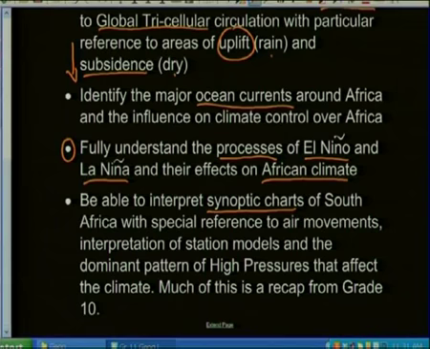Finally, being able to interpret synoptic charts, we're going to be using weather maps of South Africa with special reference to air movements and interpreting station models to understand weather, as well as looking at our dominant pattern of high pressure cells, or anticyclones, which are affecting our climate. Now remember, a lot of what we're going to be doing is recapping stuff you would have learned in grade 10. Everything you've learned in grade 10 in climate gives you the foundation for what we need to cover in grade 11.